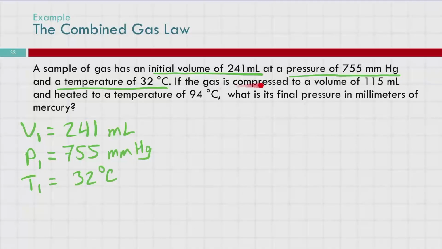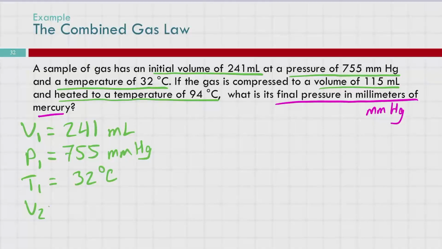Then the gas is compressed to a volume of 115 milliliters and heated to a temperature of 94 degrees Celsius. We want to know what's the final pressure in millimeters mercury, mmHg. So this 115 milliliters and 94 degrees Celsius are our second volume and temperature. So V2, 115 milliliters, T2, 94 degrees Celsius.